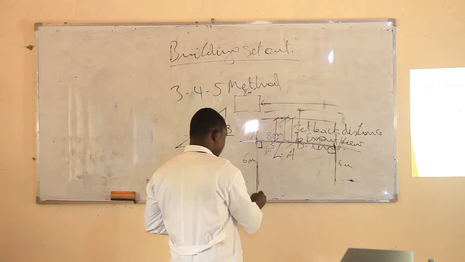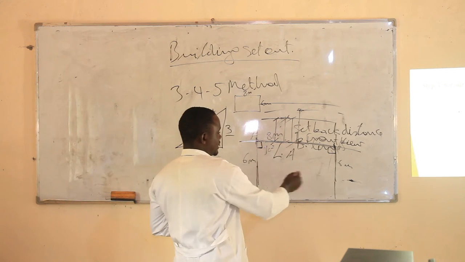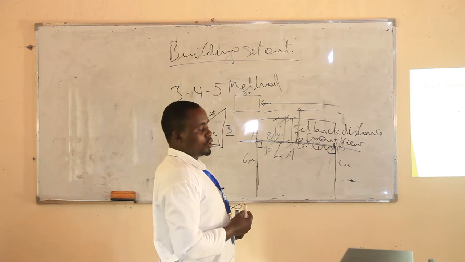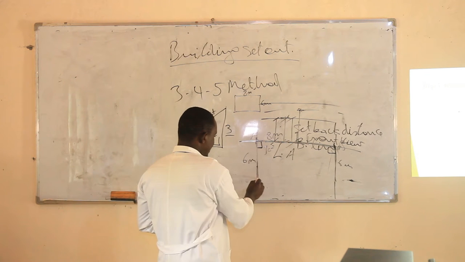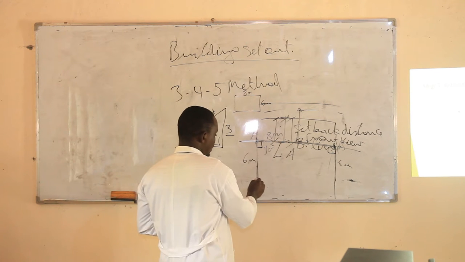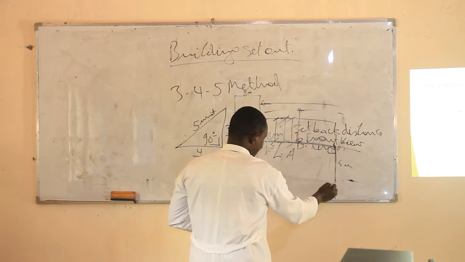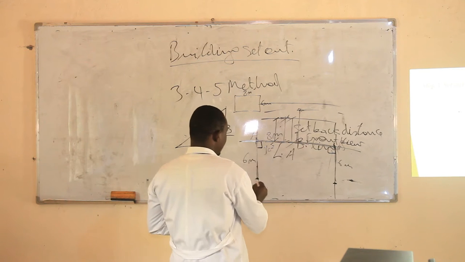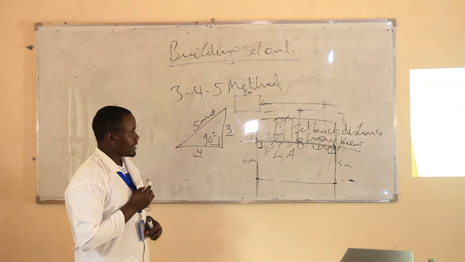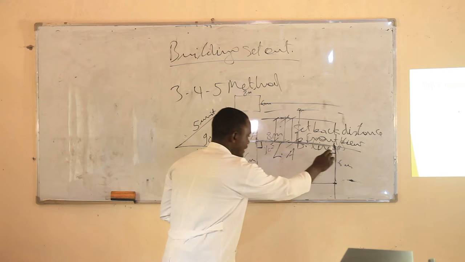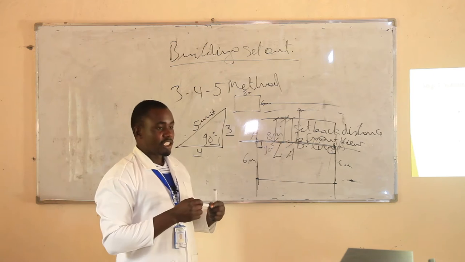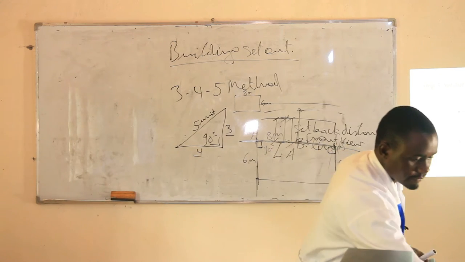But this line may be greater than 6 in order to set another peg for the back line. So then you measure from here 6. From here up to here 6, then you drive a peg, and here up to here 6, then you drive a peg, and then you stretch your string or your building line. Then you have now a rectangular shape of your building.